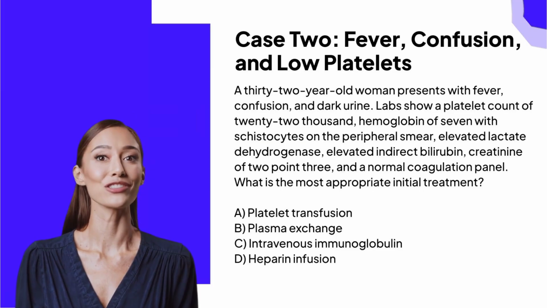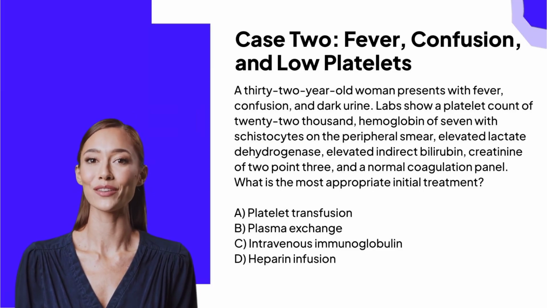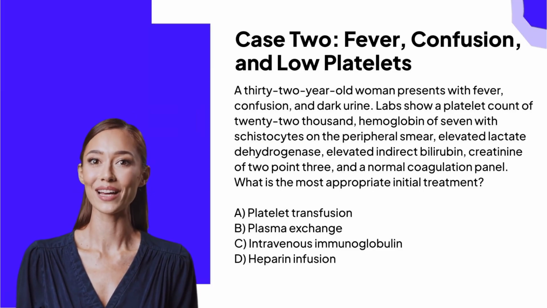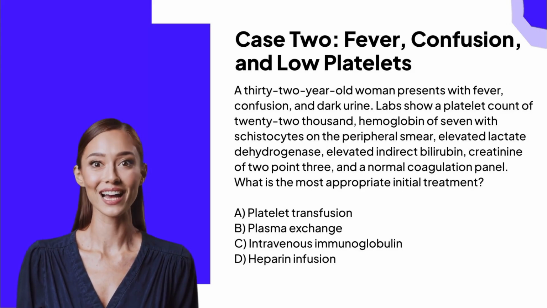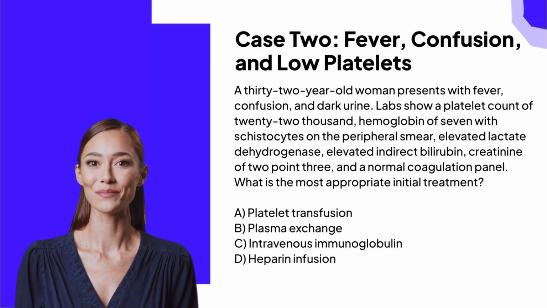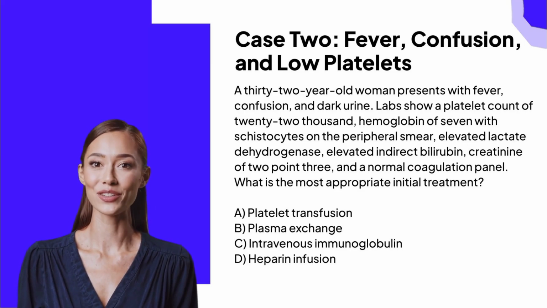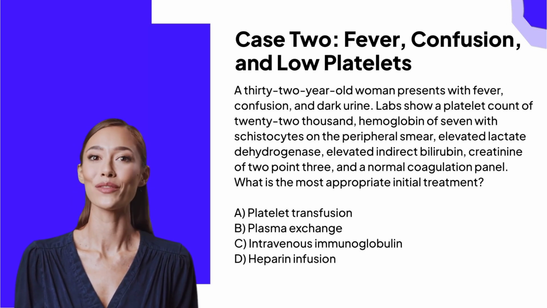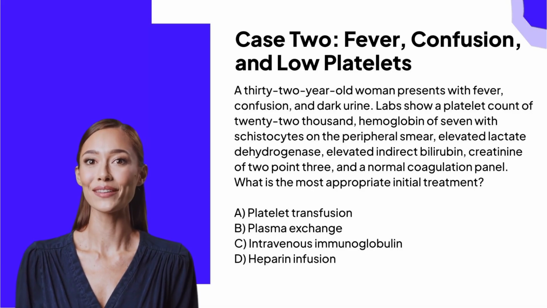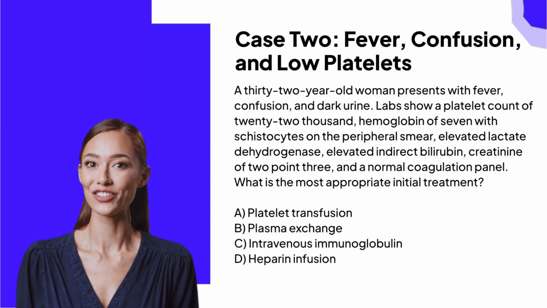Case 2. A 32-year-old woman comes in with fever, confusion, and dark urine. Her platelets are critically low, her hemoglobin is low with schistocytes on the smear, her lactate dehydrogenase and indirect bilirubin are elevated suggesting hemolysis, her creatinine is elevated showing kidney injury, and importantly, her coagulation panel is normal. This is a classic board-style question. Think about what combination of findings you are seeing here.